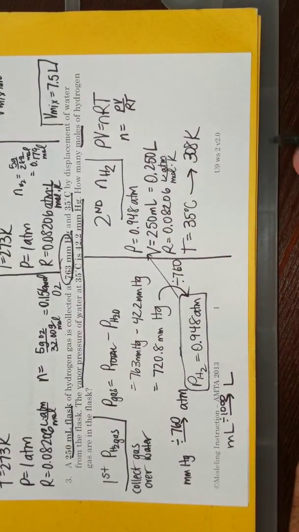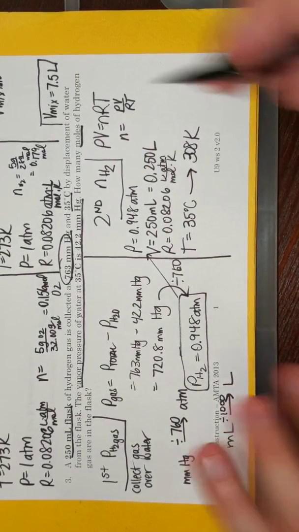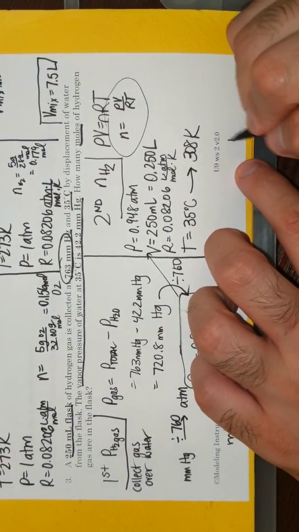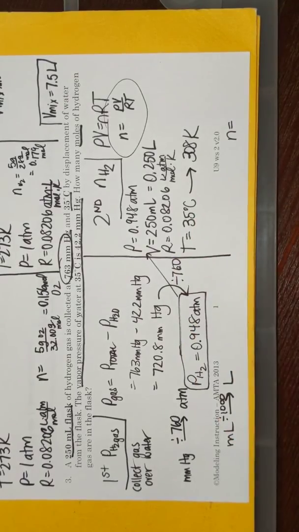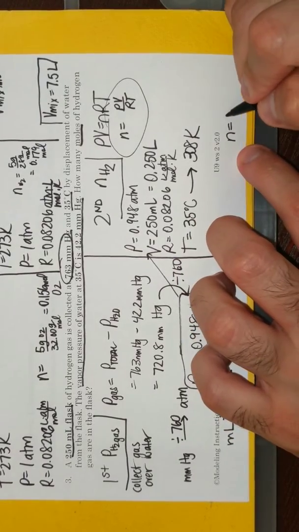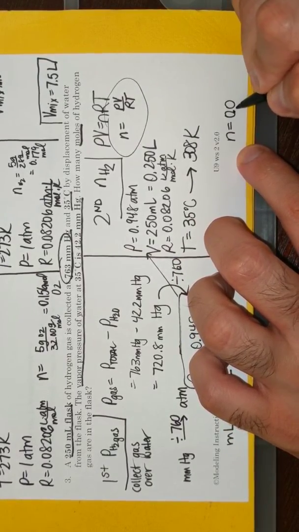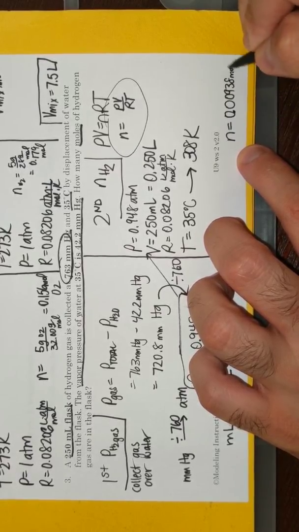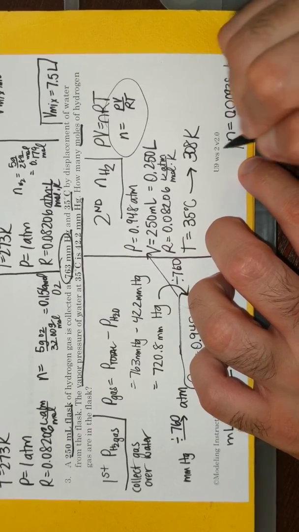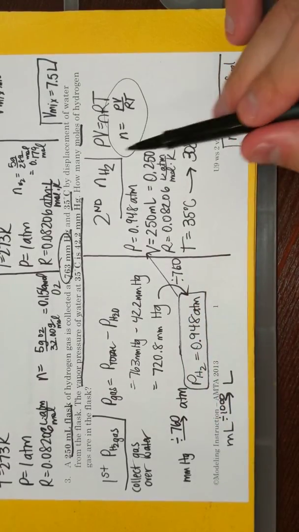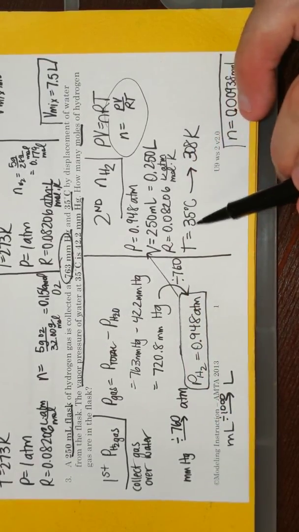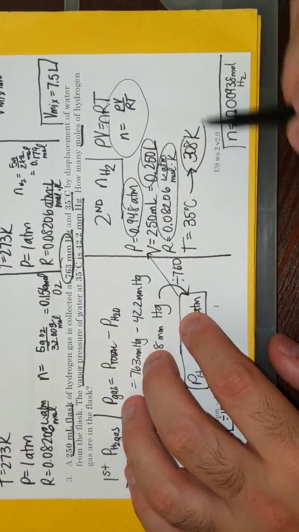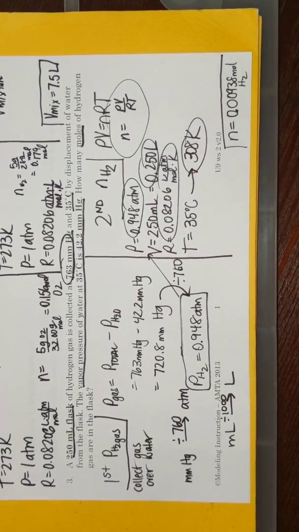I'm not going to show you this, but if you plug and chug this into N equals PV over RT, check to make sure that you know how to do the math, or you can plug and chug into a calculator. You should get N is equal to 0.00938 moles of H2. So check to make sure that you're doing that calculation correctly by plugging in all these values. This, and this. Make sure you're plugging these values correctly to get this number.